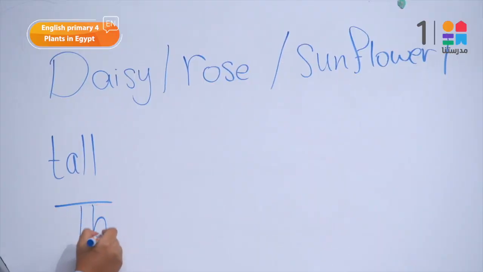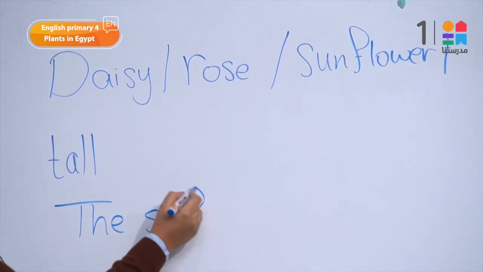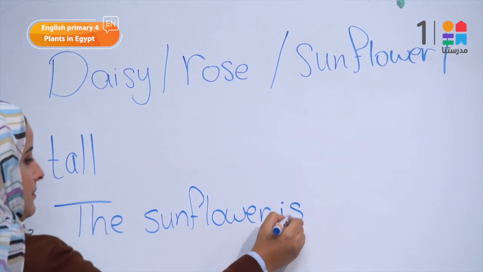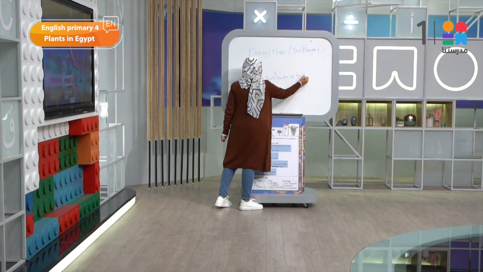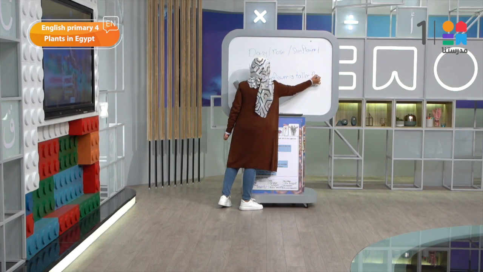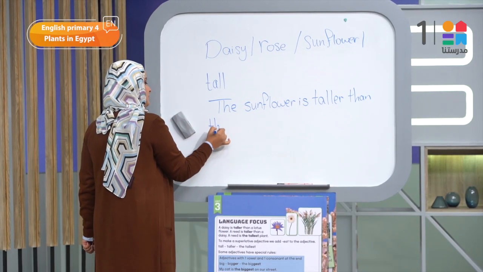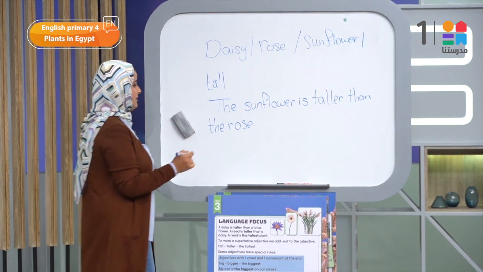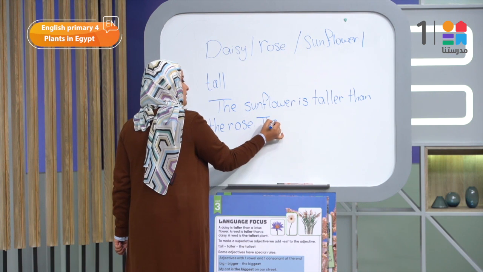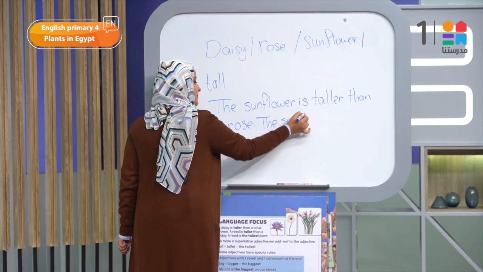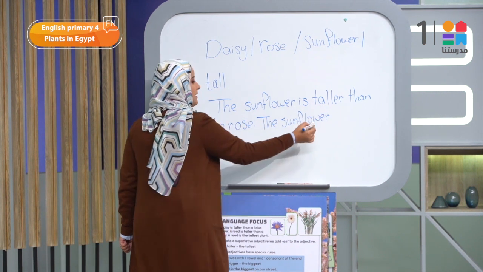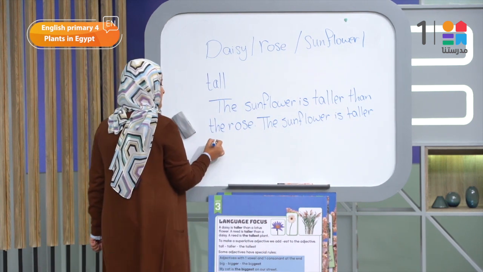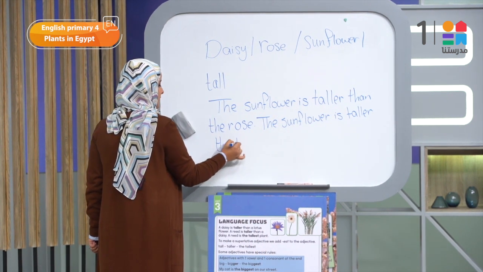The sunflower is taller than the rose, and also the sunflower is taller than the daisy.